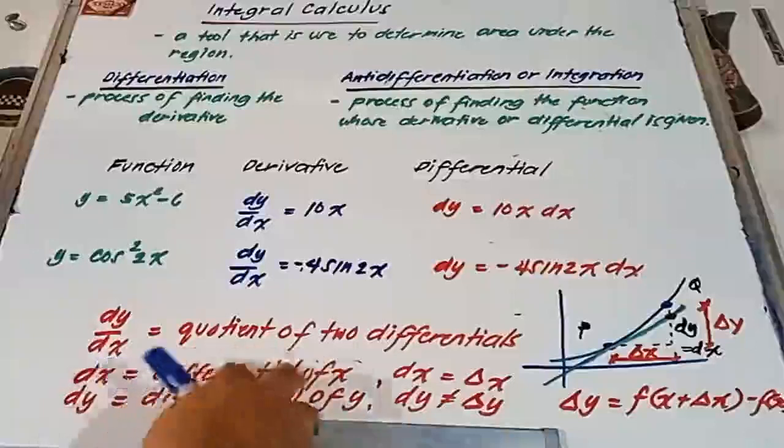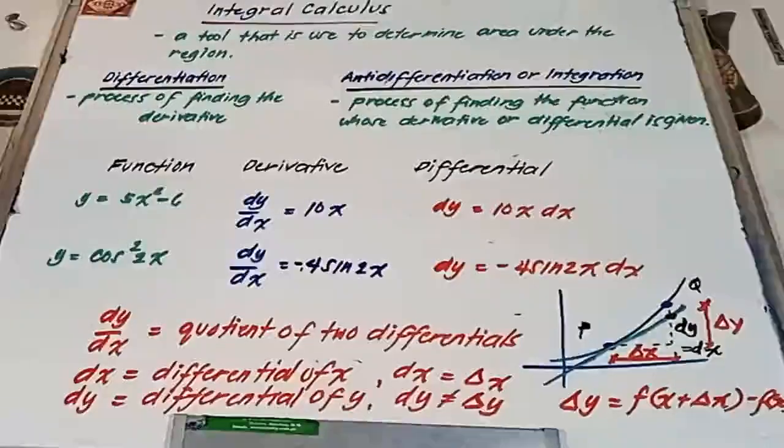At tinatawag natin tong quotient of two differentials. Yung dx, tatawagin natin differential of x, and dx is equal to delta x. And dy is differential of y, but dy is not equal to delta y. We all know that delta y is equal to f of x plus delta x minus f of x. Ito yung natalakay natin dun sa pag-start nating pag-aralan yung derivative of the function y equals f of x.